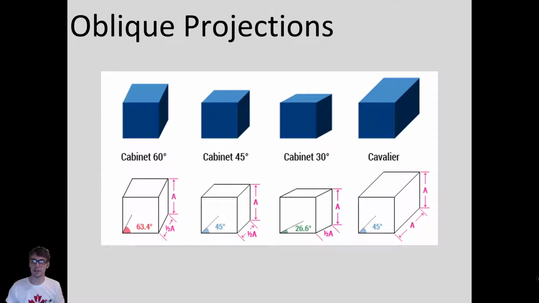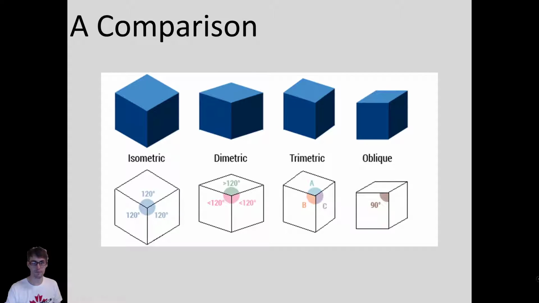Here's what oblique looks like that I mentioned. Again, the parallel lines will stay parallel, but it will break the proportions. Cavalier is the most exaggerated one, but it just stretches the thing sideways. And again, you have standardized ones. Cabinet 60, cabinet 45. Notice here, A, this is half A, right? So people learn these ratios and how to use them, and it's very common within certain fields, okay?